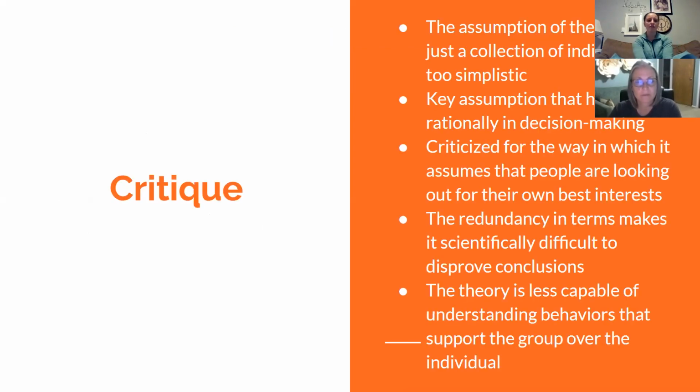So there are 5 critiques within the exchange theory. The first one being the assumption of the family as just a collection of individuals is too simplistic. The key assumption is that humans act rationally in decision-making. This theory has been criticized for the way in which it assumes that people are looking out for their own best interests. The redundancy in terms makes it scientifically difficult to disprove conclusions.